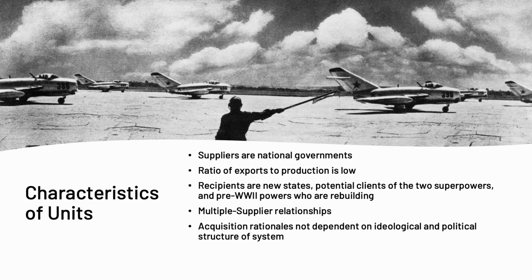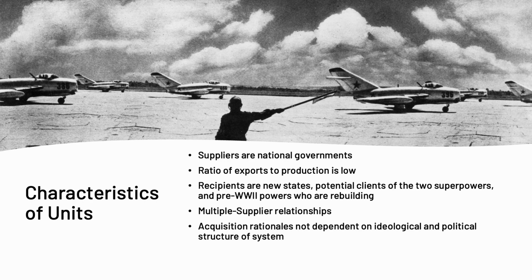Looking at the characteristics of the units within this period of time, we see that the suppliers are now national governments. Private arms firms may be producing arms within the US and may be producing arms in Britain, but the export of arms is now being strictly controlled by the national governments. When we look at Russia, the arms production and trade was entirely controlled by the government. So the suppliers are national governments now. They aren't private firms. We also see that the ratio of exports to production is low.